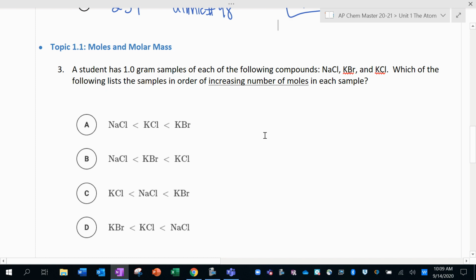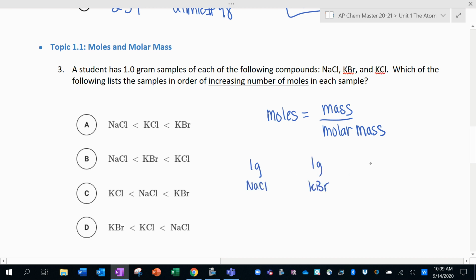This type of problem is a more conceptual version of a molar mass application. So we want to just rank these in order of increasing number of moles. So we want to apply the information that in order to find moles, what we basically end up doing is taking the mass divided by the molar mass. And it's asking us to compare 1 gram samples of all of these things. So you've got a gram of sodium chloride, you've got a gram of potassium bromide, and you've got a gram of potassium chloride. To find how many moles are in these samples, you would take the mass and divide it by the molar mass.